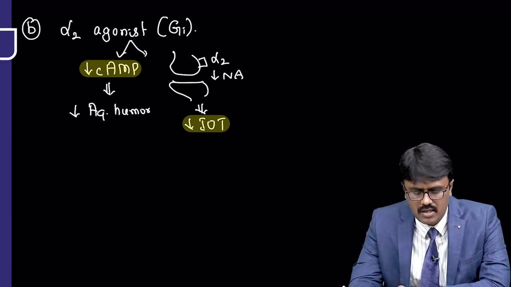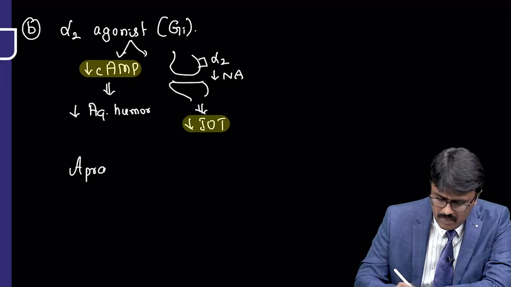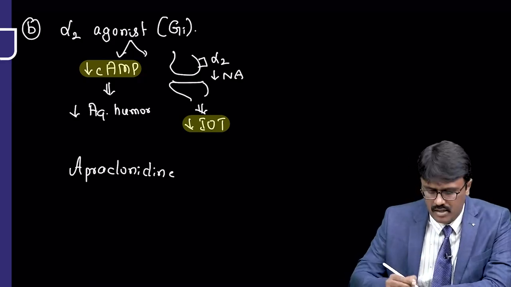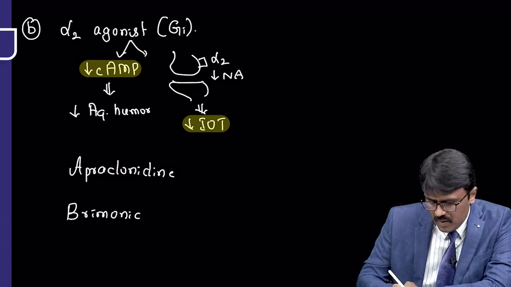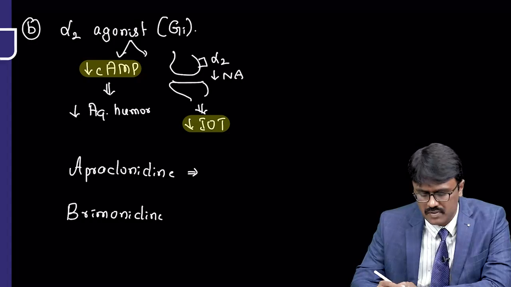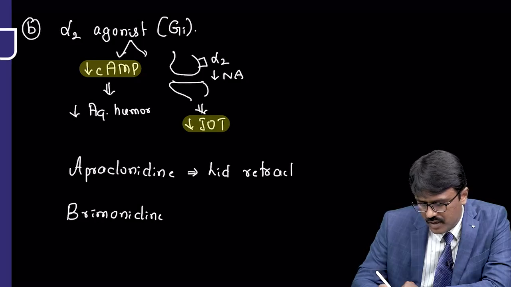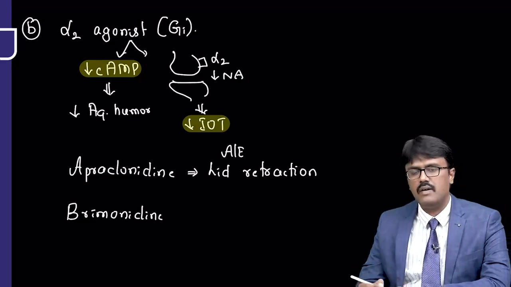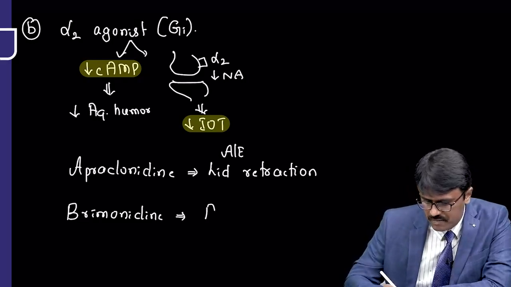Okay, so alpha-2 agonists are these 2 drugs. So what are the drugs in this category? We have 2 drugs. One is called apraclonidine, and one more drug is called brimonidine. Apraclonidine can produce an adverse effect, that is lid retraction. So if I write A/E, that is the adverse effect of the drug. The adverse effect of apraclonidine is lid retraction, and brimonidine can cause anterior uveitis.